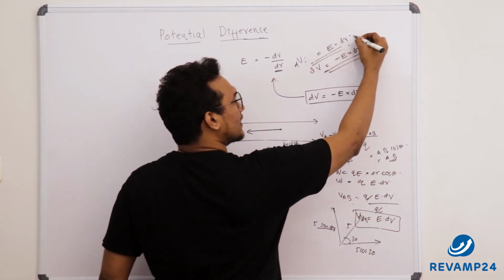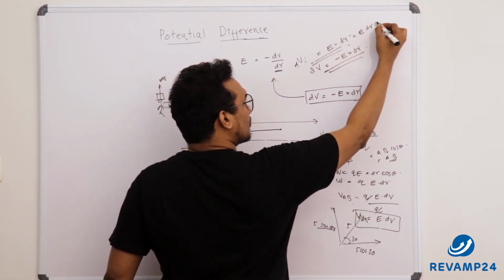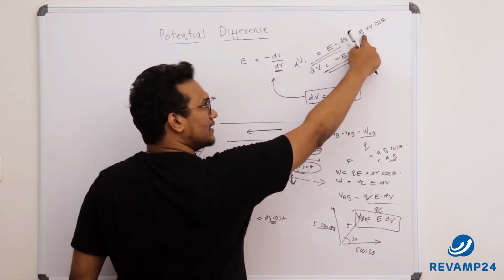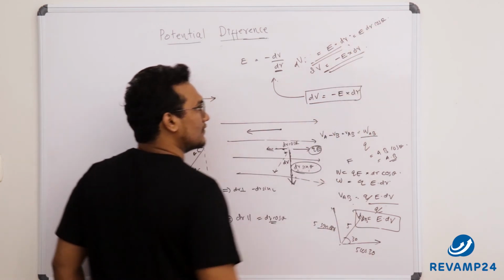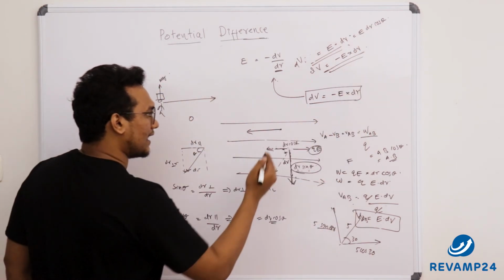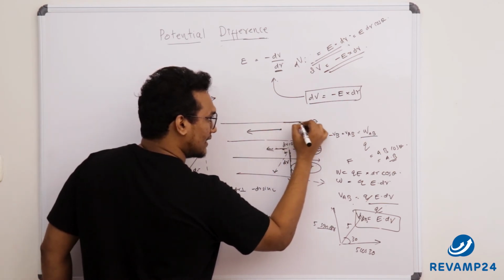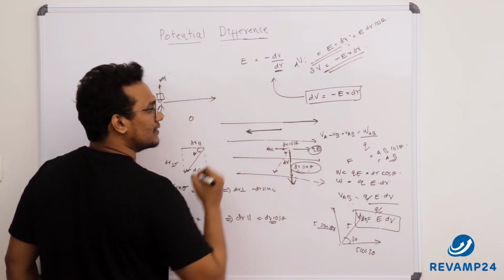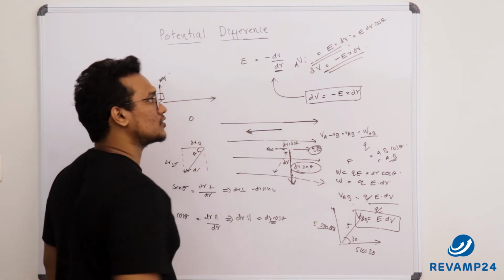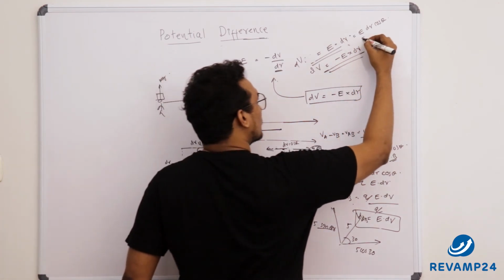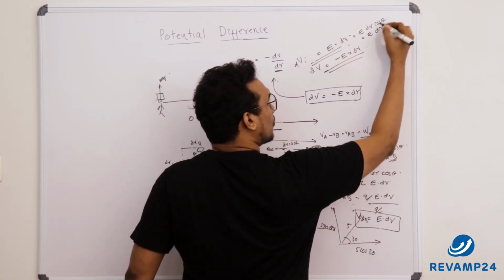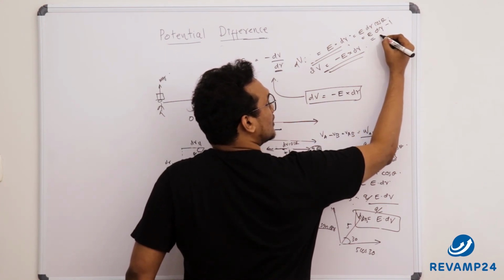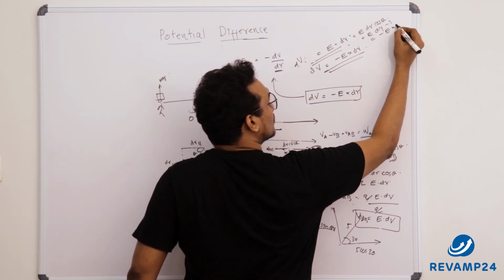What is E dot dr? E into dr into cos theta, which means vector E into vector dr into the angle in between E and dr. What is the direction of E here? This. What is the direction of dr here? This one. What is the angle in between these two? 180. Now this will become E into dr into cos 180. What is cos 180? Minus 1. So that will simply become minus E into dr.